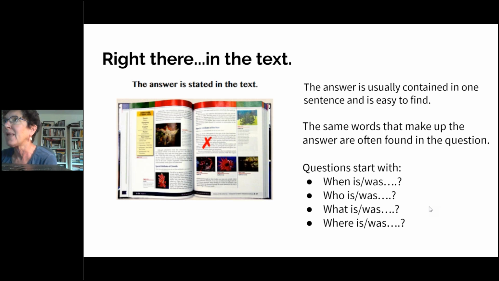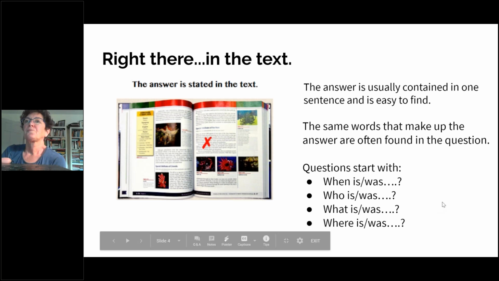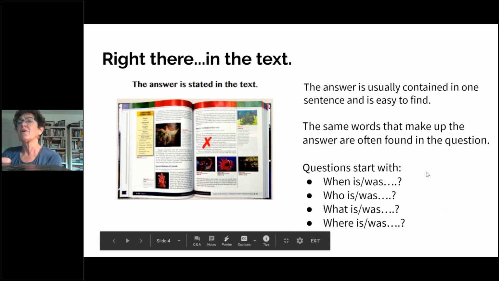Dogs. What color are they? Black. What's on the floor? Trash. Things that we can see, and it's right there. All we have to do is go back and look at the picture or the text to find the answer. So we call those right there questions.